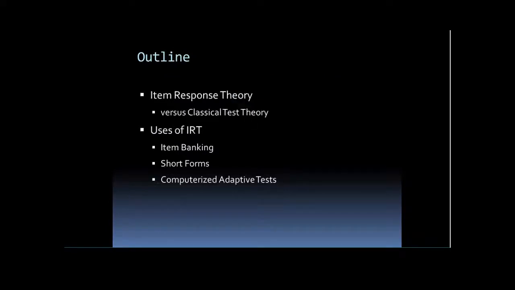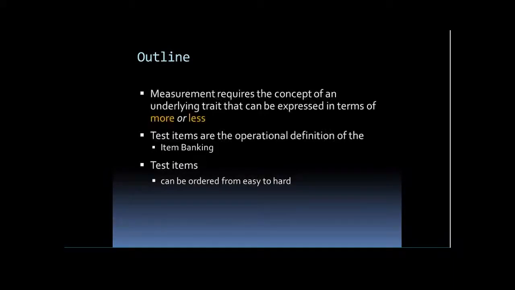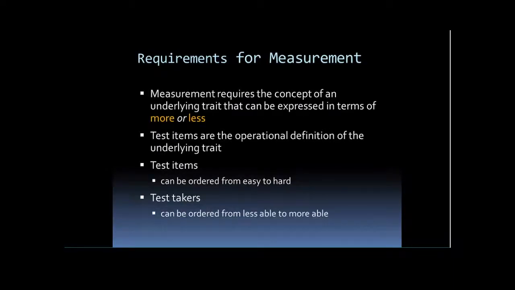So, first thing we're going to do is talk about item response theory and how it compares to classical test theory. And if you don't know what that is either, actually you do, but we'll outline that a little bit. And then we'll talk about how we can use IRT for item banking, to create short forms and computer adaptive tests. So let's take a step back and just talk about measurement.